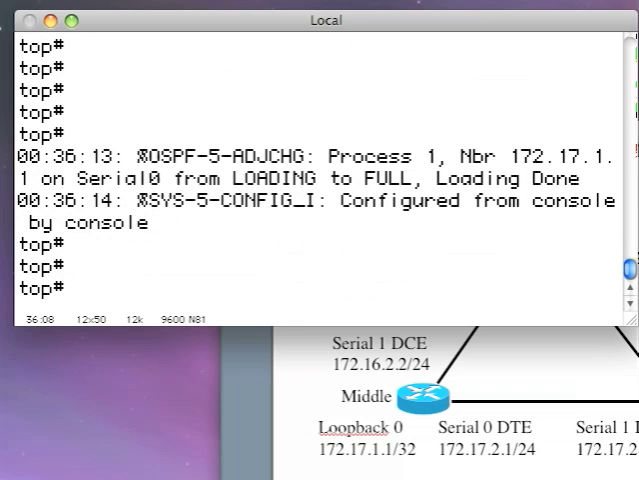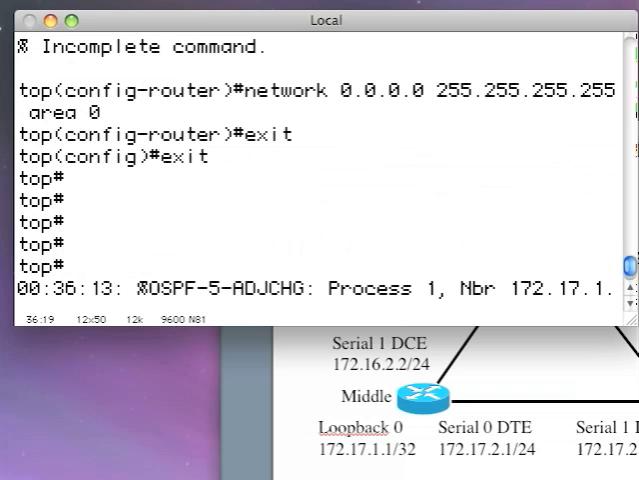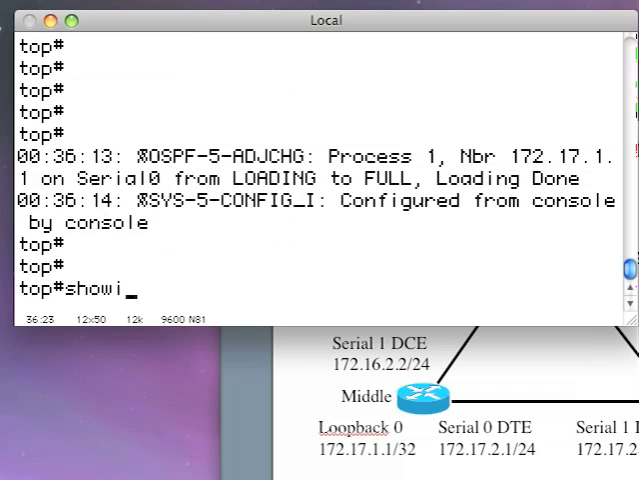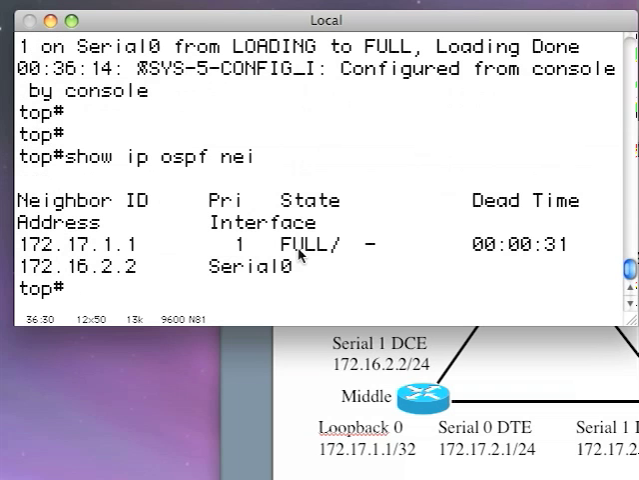And note how fast that OSPF message came up. We found our neighbor and went from loading to full in less than 2 seconds. I mean, that was very fast after I hit return after configuring OSPF. Show IP OSPF neighbor. My neighbor is up and it's in the full state. Show IP route.